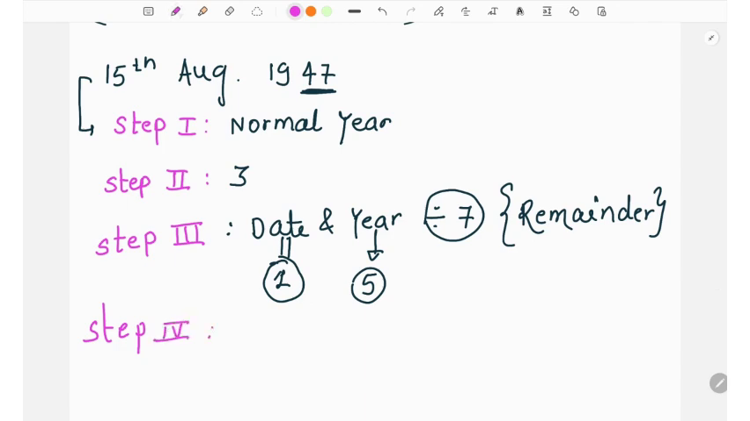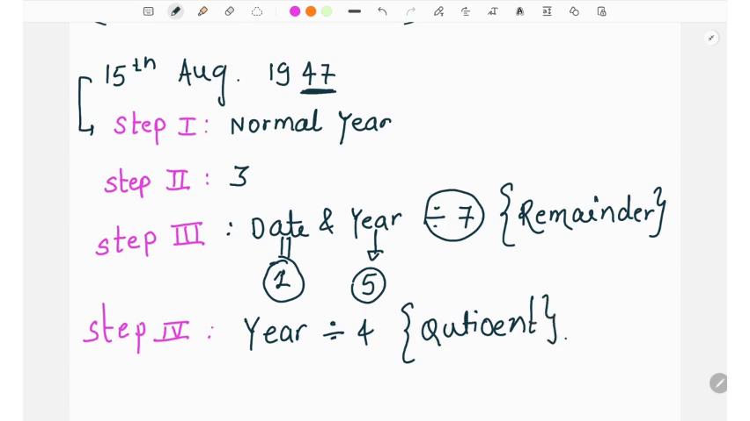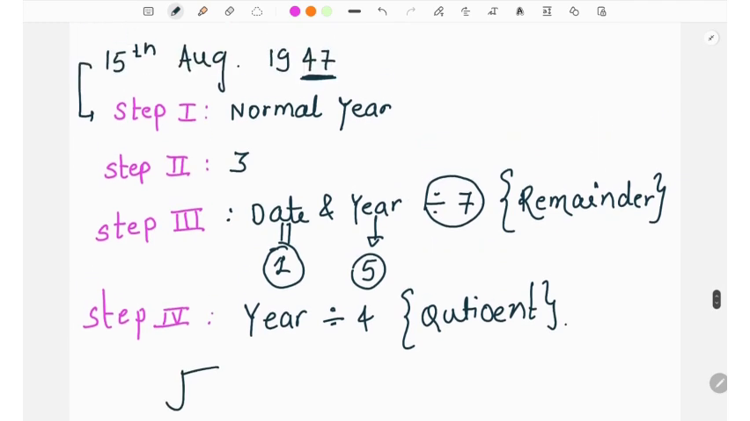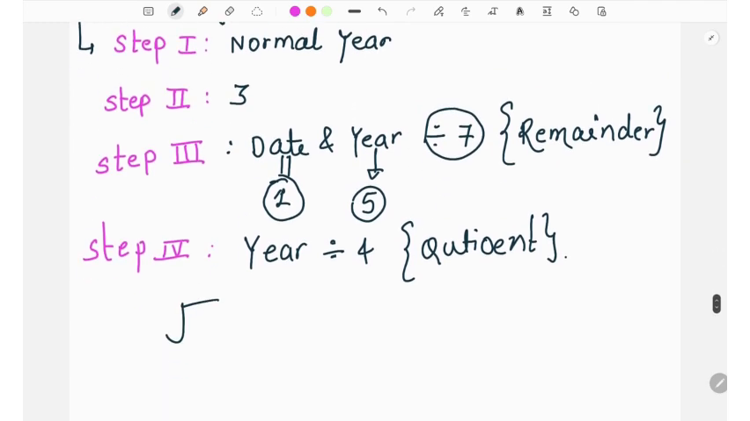Okay, the last step. Now divide the given year by 4. And whenever we divide by 4, what is important for us? The quotient is important. So simply here, what are the last 2 digits of the given year? 47. So divide 47 by 4.